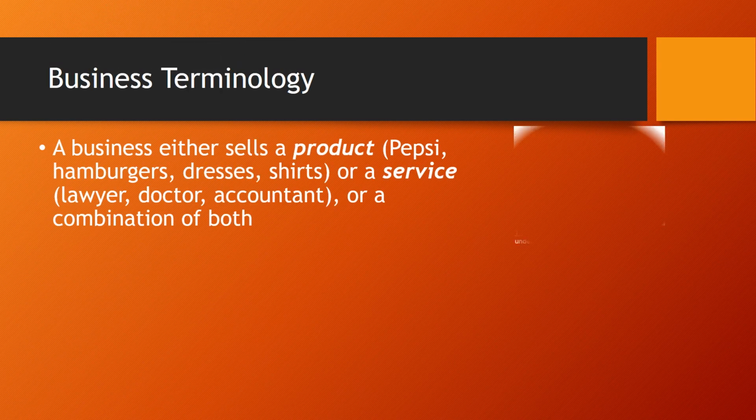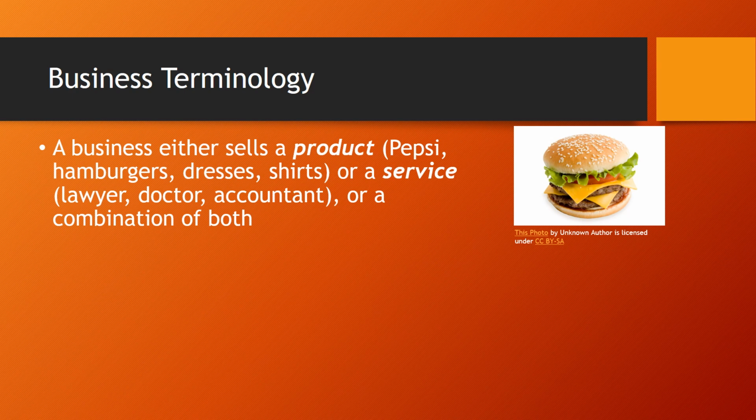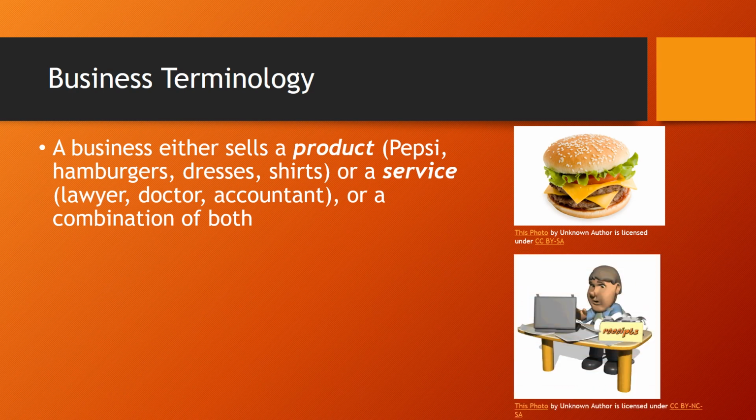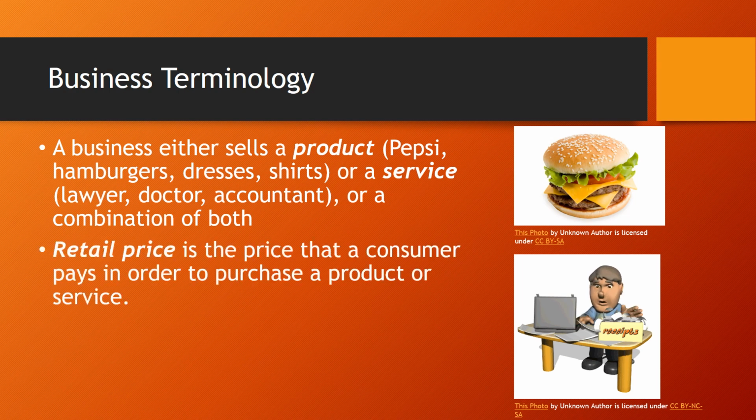Business terminology. A business either sells a product such as Pepsi, hamburgers, dresses, shirts, or a service, lawyer, doctor, accountant, or a combination of both. Retail price is the price that a consumer pays in order to purchase a product or service. For example, you go into the store and you buy a hamburger. You will pay retail price for that product.